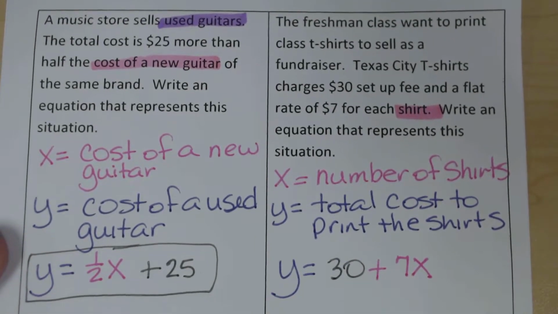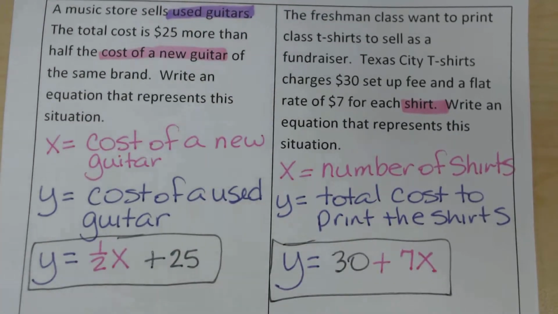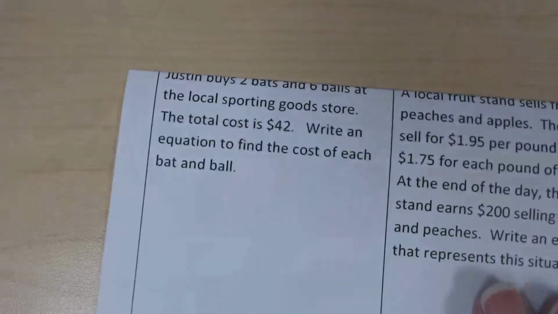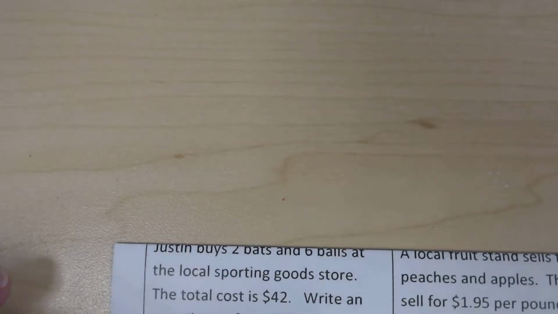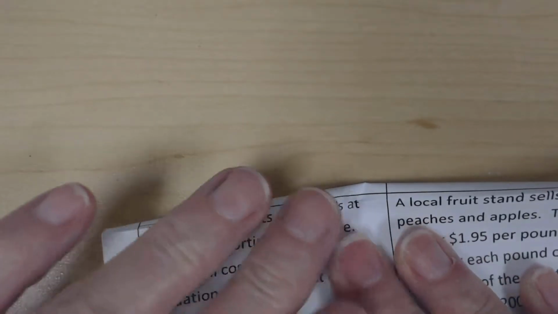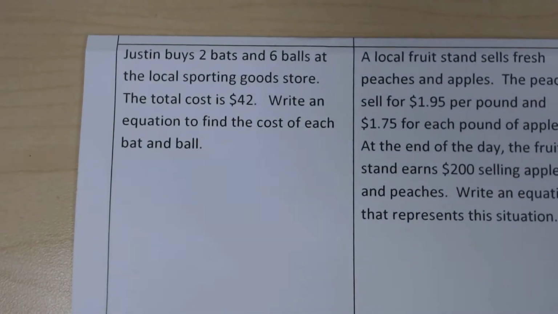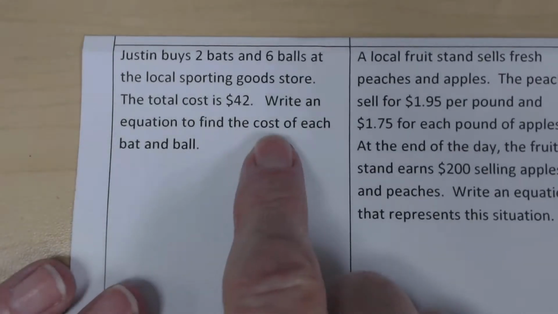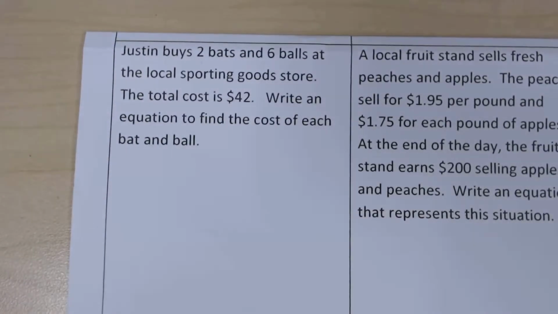Okay, so those are our first two examples. Let us move on to the next one, dealing with bats and balls. So here we have Justin, who is trying to buy 2 bats and 6 balls. And he's buying these at the local sporting goods store, and the total cost is $42. And we have to write an equation to find the cost, so we know we're looking for an amount of money. And they give us how many bats and they give us how many balls.